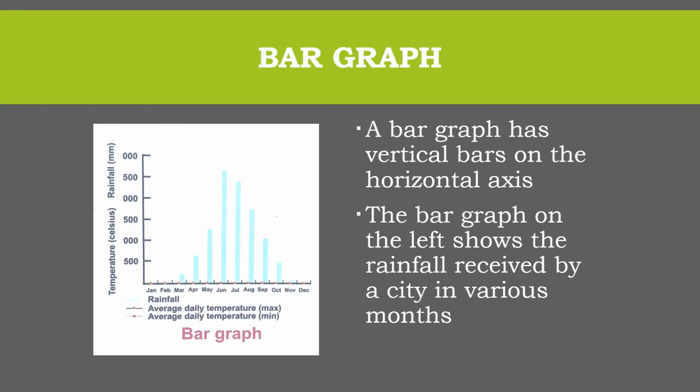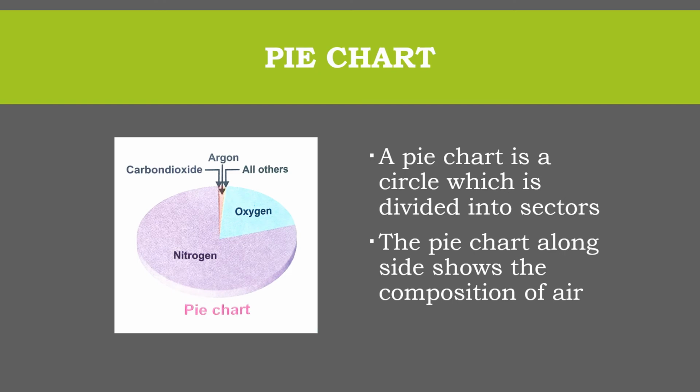Bar graph. A bar graph has vertical bars on its horizontal axis. The bar graph on the left side shows the rainfall received by a city in various months. Pie chart. A pie chart is a circle which is divided into sectors. The pie chart alongside shows the composition of the air.